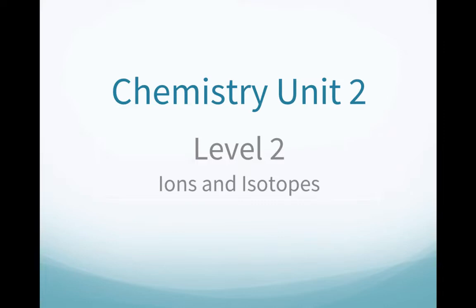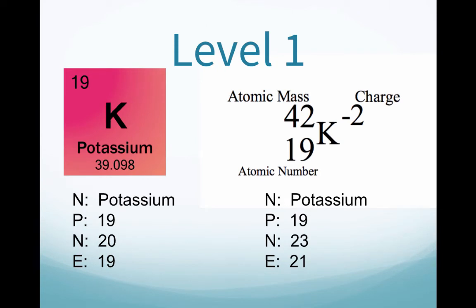This will be 2.2, and today we're learning IAIS on ions and isotopes. So first, let's look at Level 1. When we did Level 1, we had periodic table notation, which you see on the left, and then we had ion notation, but this ion notation looks kind of different. That's where Level 2 comes in. Notice on Level 1 that we still did NP-NE, the name, the protons, the neutrons, and the electrons. However, because of the notation, we got some different answers. So let's get started.